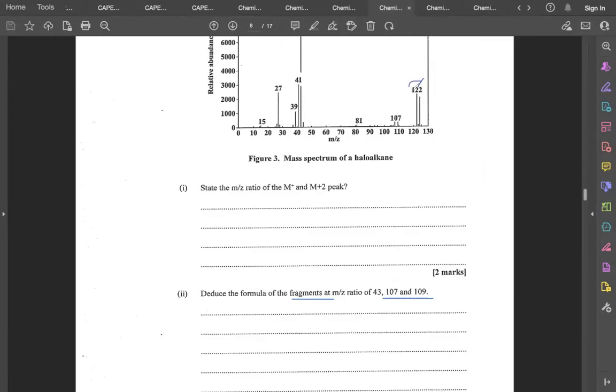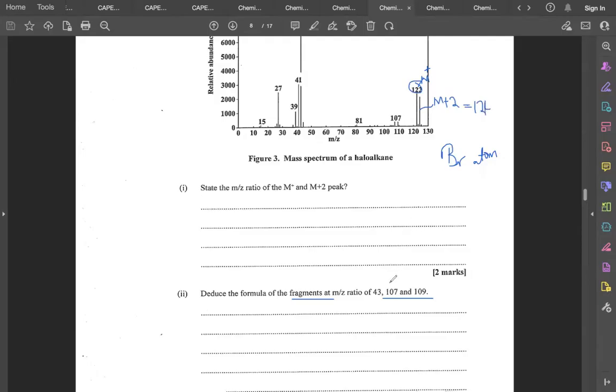So this is our M plus, not M plus 1, M plus peak, or molecular ion peak. And this is our M plus 2. Based on our analysis of the spectrum in part I, we said that the halogen would be bromine on account of the relative abundance of the M plus to the M plus 2, right? So a Br atom is present. What else can we look at here? We have M plus being 122, and we have M plus 2 being 124.